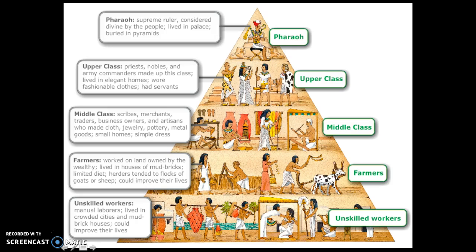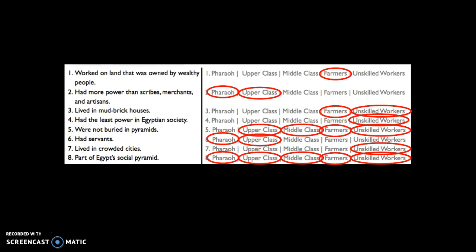Okay, so let's check ourselves. Here we go. For number 1, worked on land that was owned by wealthy people. You should have just had farmers. Number 2, had more power than scribes, merchants, and artisans. Should have had pharaoh and upper class. Number 3, lived in mud brick houses. That was both farmers and unskilled workers. Number 4, had the least power in Egyptian society. That was unskilled workers.